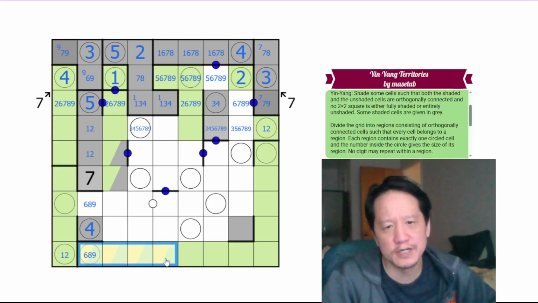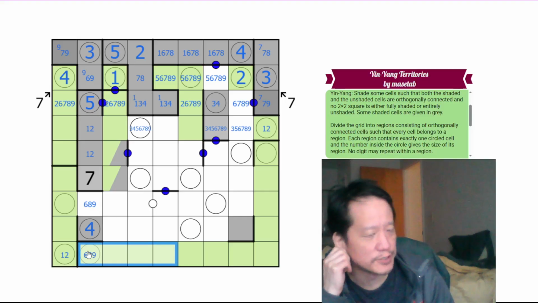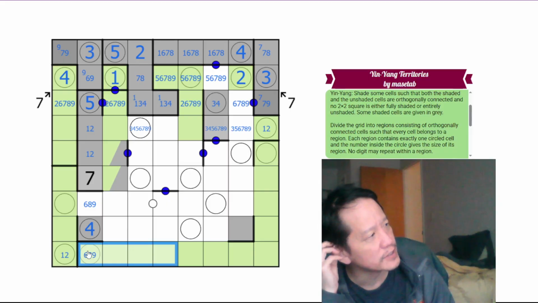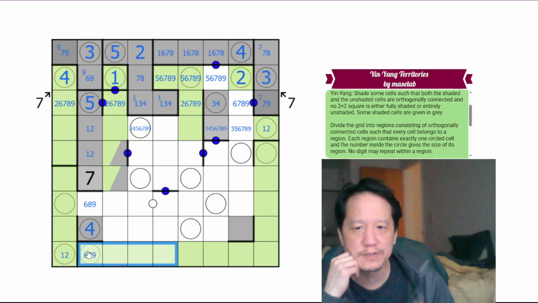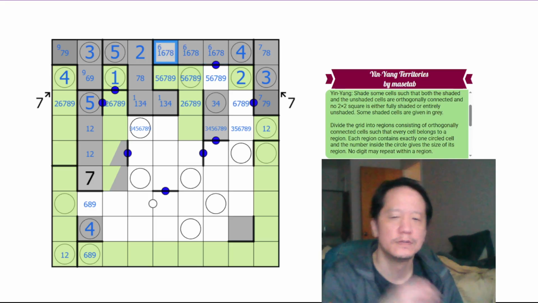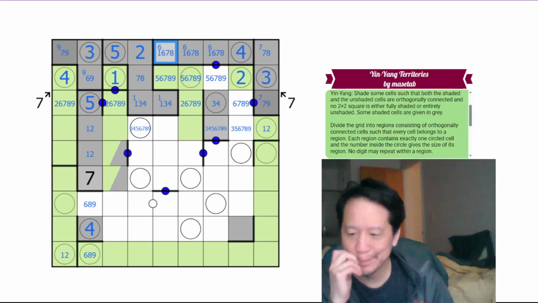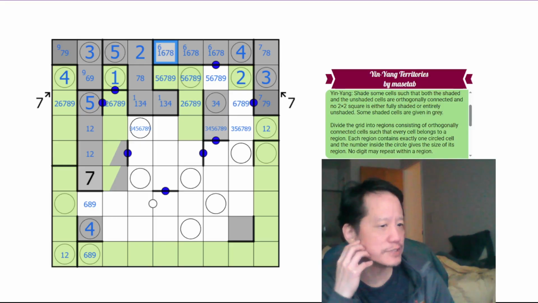That doesn't really help us much, actually. We don't really care too much about the unshaded regions. It's really the shaded regions which are interesting, because the unshaded regions just need to have basically no repeats. That's all. So this is guaranteed to have a 6 here. It doesn't want to tell us much, but okay. It's either 167 or 168.